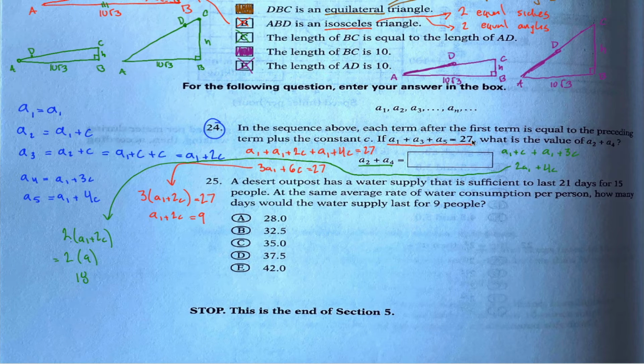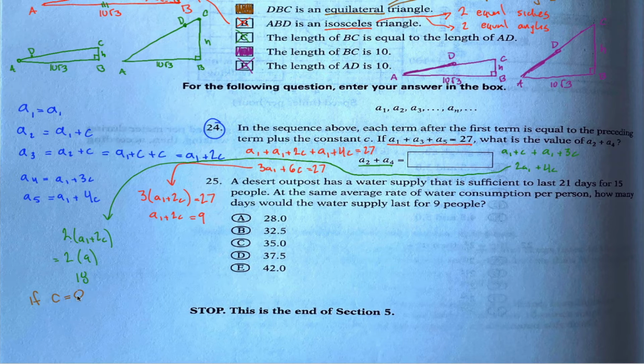If this is true with our choice of A1 and C, then the answer that we get for our choice of A1 and C for the sum of A2 and A4 must be the same as this 18. So how can we choose A1 and C to make our life as easy as possible? Well, C can be any constant we want. Why don't we make C be equal to 0?